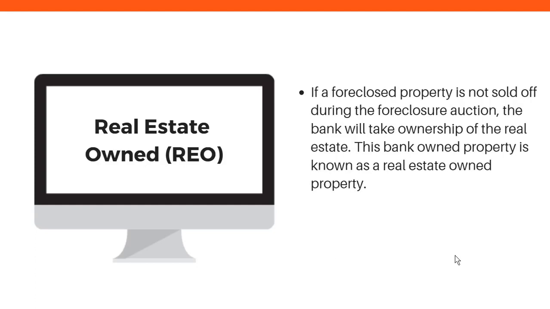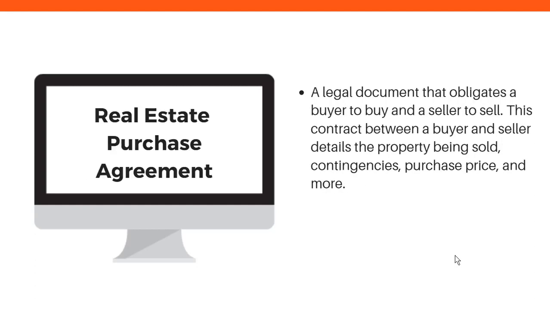Real estate owned, also known as REO. This is a classification of properties. It's typically a foreclosed property. So if a foreclosed property is not sold off during a foreclosure auction, the bank will have to retake the property. They have to take the property back. So it becomes a bank-owned property, and it's known as real estate owned, or REO. So if you see the words REO or real estate owned, just know that it went to foreclosure auction. Nobody wanted it, so the bank took it back, and now they're trying to sell it as an REO property.